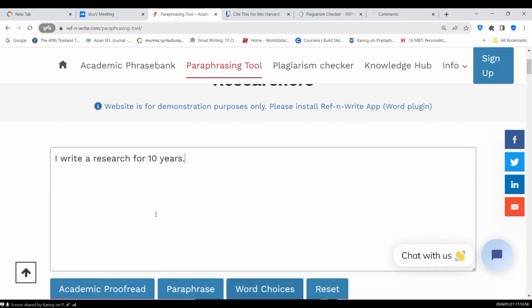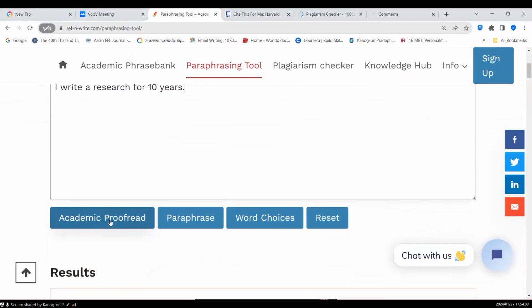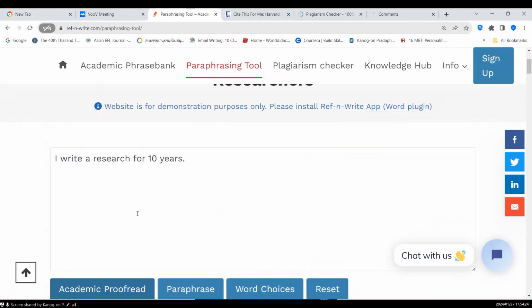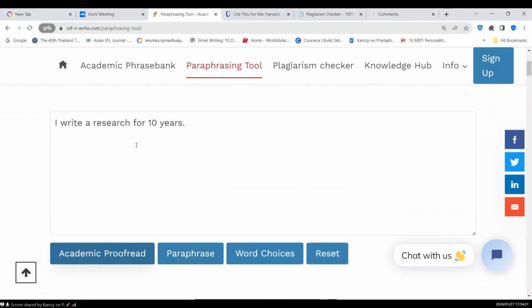So it takes such a long time, right? So here, you might check for academic proofread. If you click academic proofread, they might check your grammar and what should be changed to be better. So it said, oh, you should write, I have been writing a research paper for 10 years because it's already 10 years. You should not use this term because it is grammatically wrong. So you can use it here.